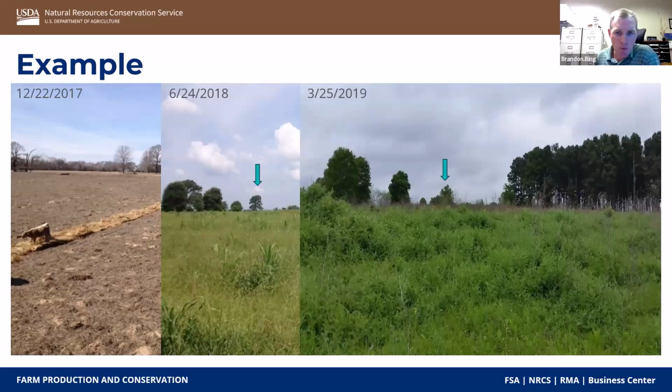And then here's the following spring. We planted a cover crop to get even more diversity and nutrient cycling on the pasture, as well as plant cover. You can see the productivity continues to increase on this site as we move forward. And we've captured all that with this very simple process of setting up a photo point.